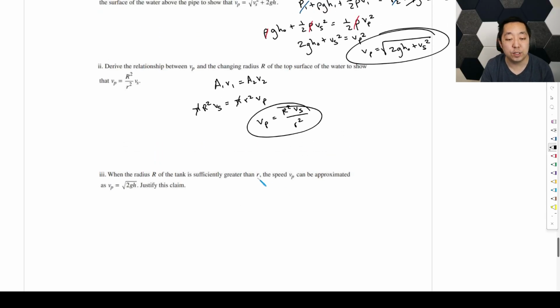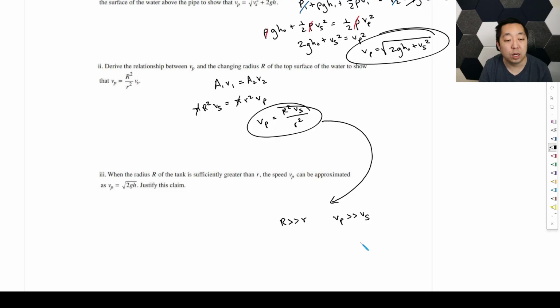Now, when the radius is sufficiently greater than r, Vp can be approximated as this. Justify this claim. So this is like looking at your equation, to say when the radius of the tank is sufficiently greater than r, Vp can be approximated. Let's take a look at this one here. So when big R is much greater than little r, then this is going to be really big. Then Vp is going to be much greater than Vs, right?